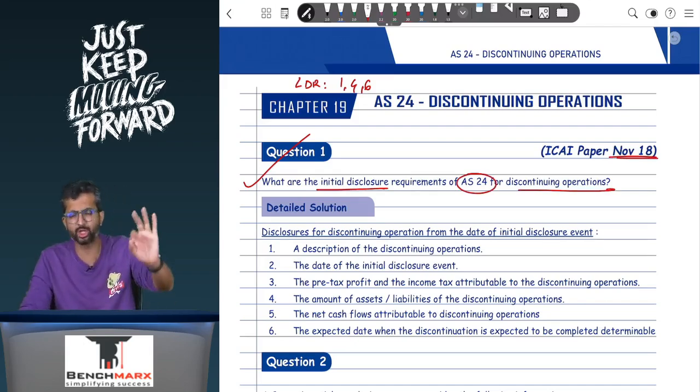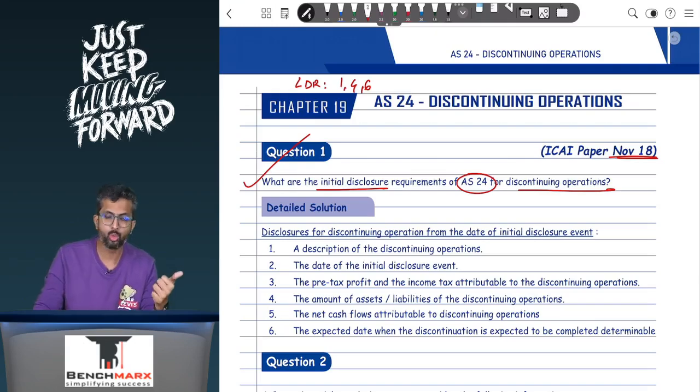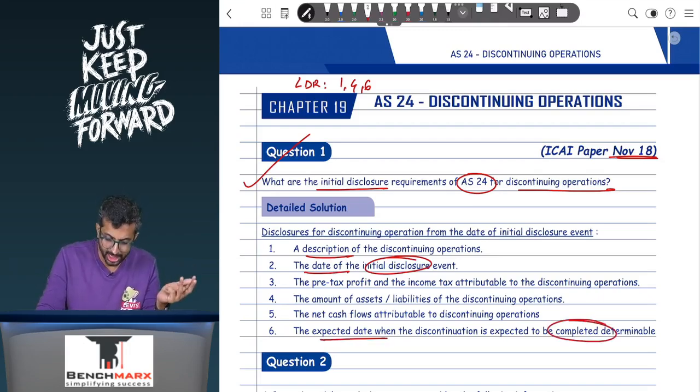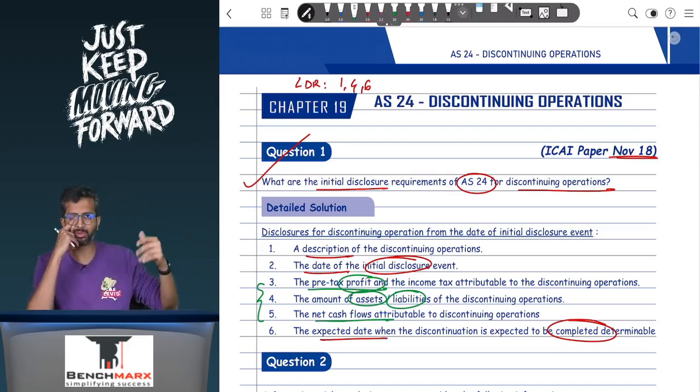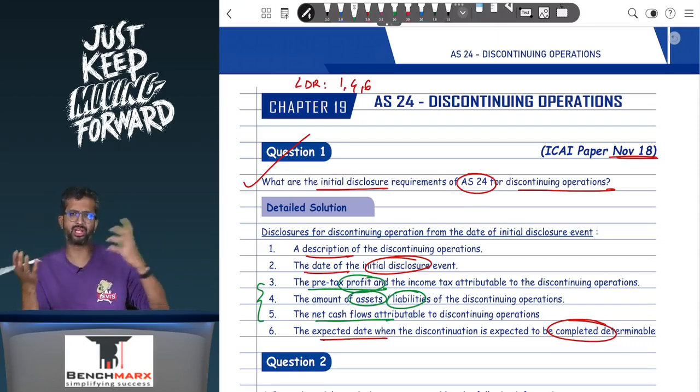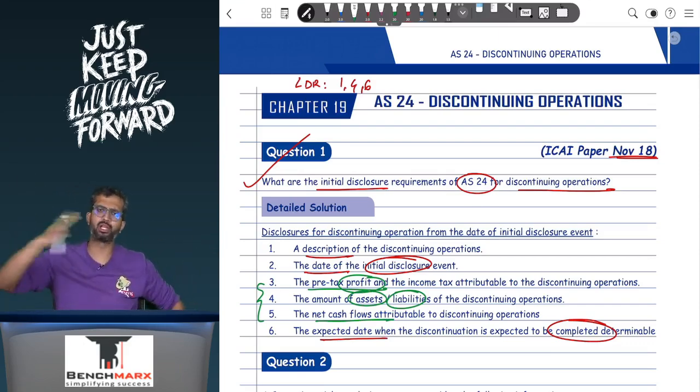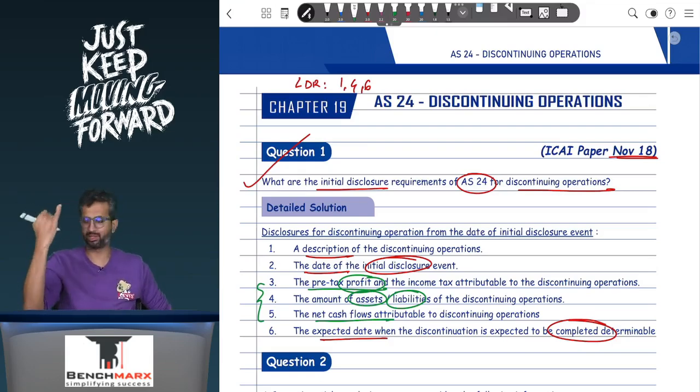There are 6 points, 3 of them are descriptive. That is, the description of the discontinuing operation, the date when you start the disclosure, the date of the initial disclosure event, and then the date when it is likely to be completed. The next 3 are financial points: profits and the tax impact, assets and liabilities, and cash flows. So 3 points are descriptive, linked to dates, and 3 points are linked to financials.